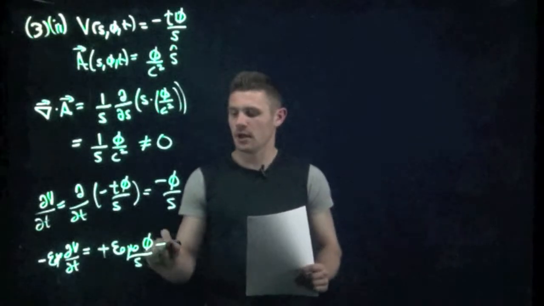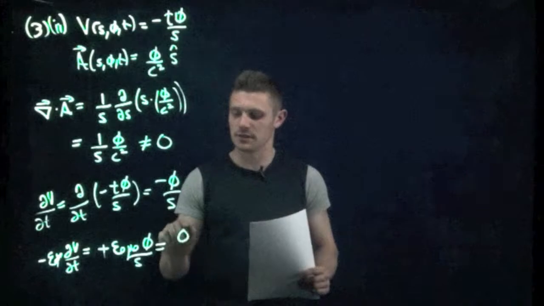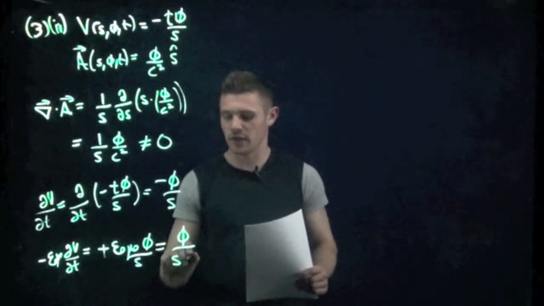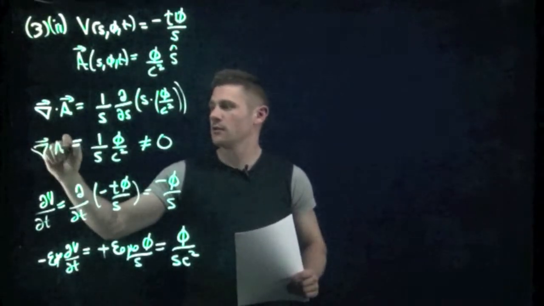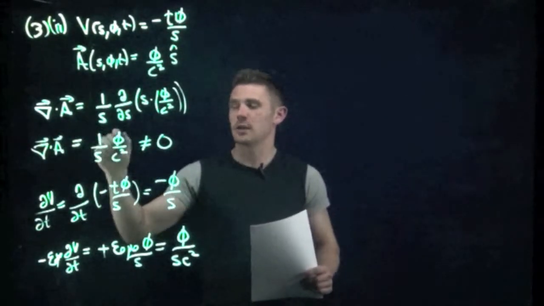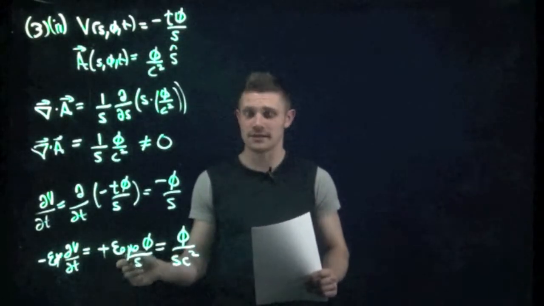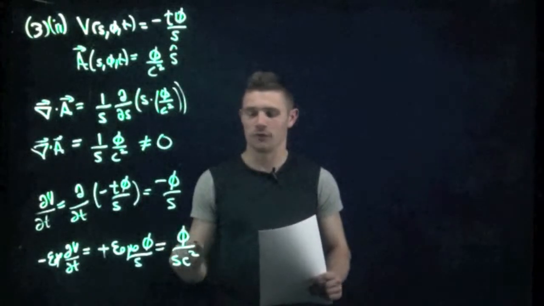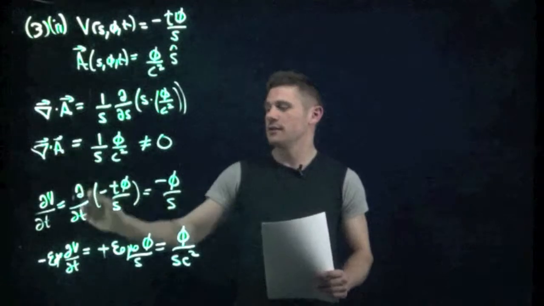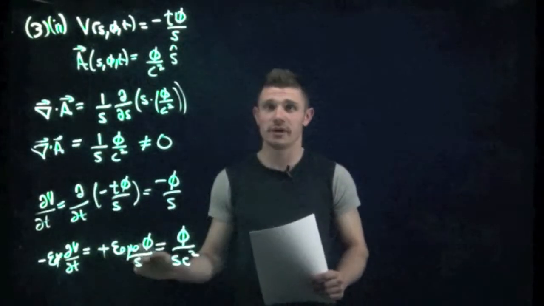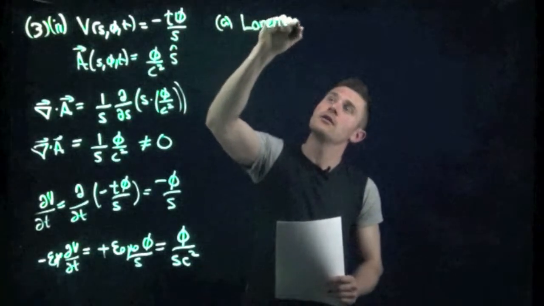And we see, if we recall that epsilon naught times mu naught is equal to 1 over c squared, we end up with s over c squared. And we can see that our divergence of A is equal to 1 over s times phi over c squared, and that our negative epsilon naught mu naught times dV by dt is also equal to phi over s times c squared. So we have that the divergence of A is equal to negative epsilon naught mu naught dV by dt, and so therefore for part A we conclude that we are in the Lorentz gauge.